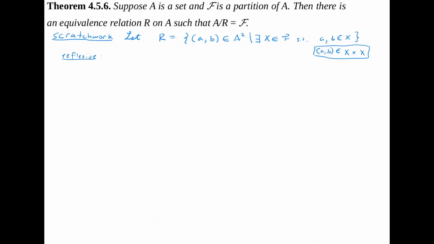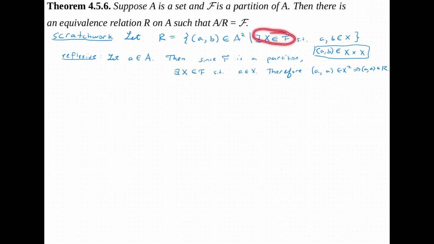And so for reflexive, we need to have that a, a is in R for all elements in the set A. So let's choose some element lowercase a in capital A. Then, since F is a partition, we will have that there exists some set X in the family such that a is in X. Therefore, a, a is in X squared, which implies that a, a is in R, since we found the existence of X. And so that will take care of reflexive.